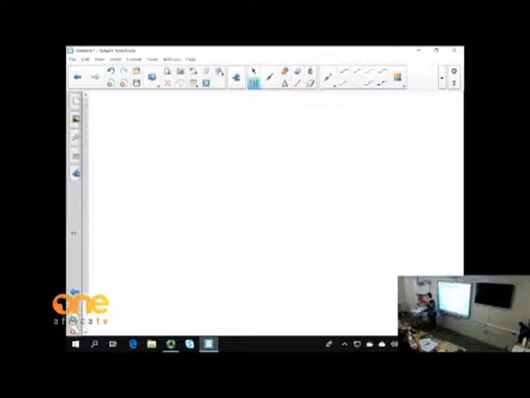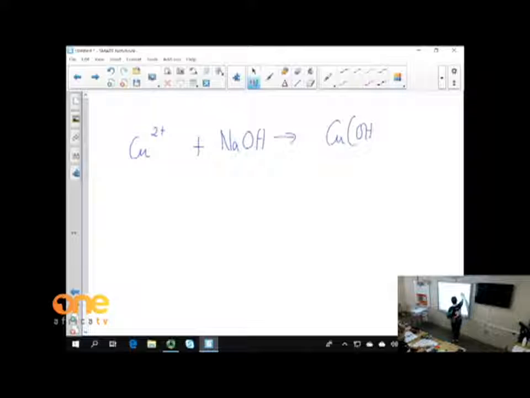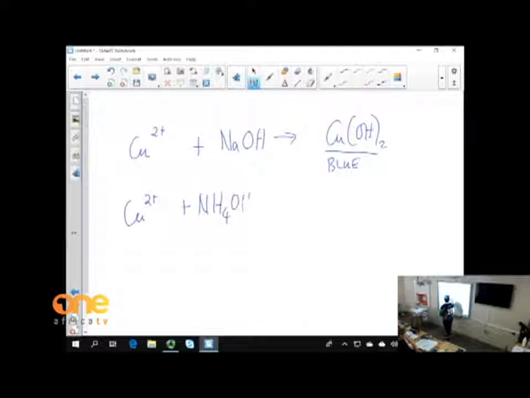Then I want you to turn back to page 50 in your textbooks. This has got to do with the test, for example, with copper. We take copper ions in solution and we add, for example, sodium hydroxide to it. What will we get? Copper hydroxide, and this stuff is blue. We do the second test for copper ions with ammonium hydroxide, and with a few drops, we will get the copper hydroxide precipitate, which is blue.